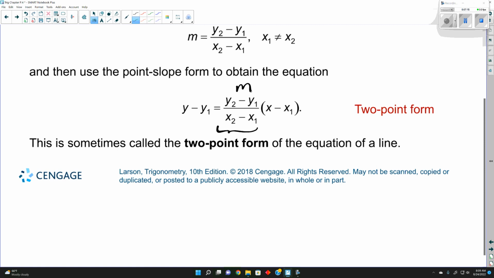Because realistically, finding the slope is not that hard. Why throw it in the middle of point-slope form to try to make everything easier? I don't think it's making it any easier. Some might think that, and that's fine. But I would rather just find the slope, plug that value in for m, and then do what we would normally do.